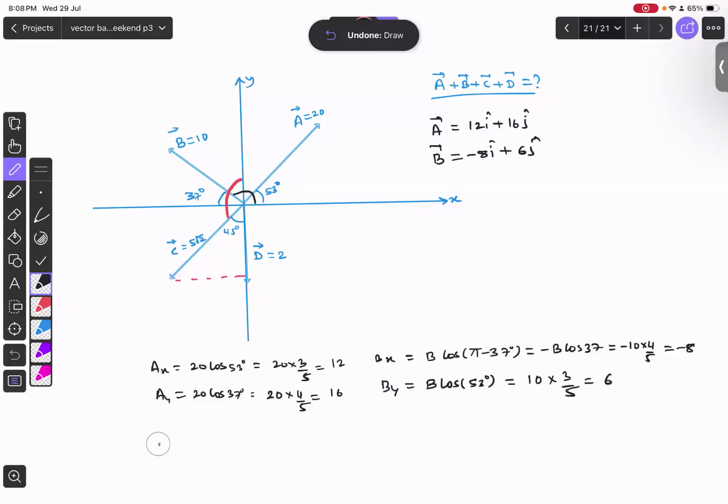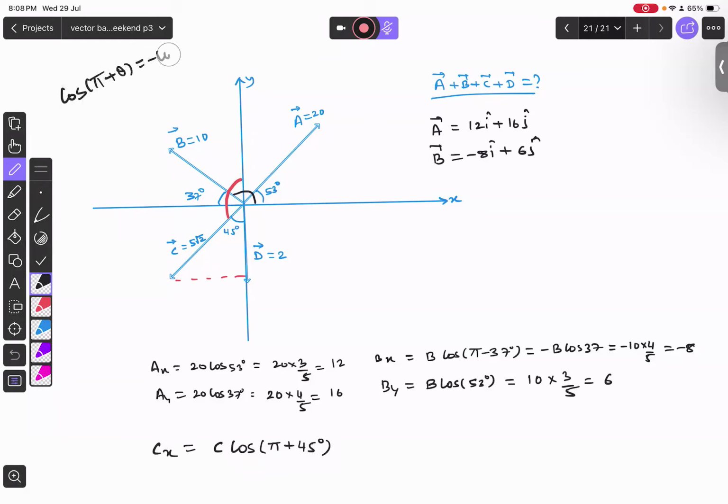So maybe Cx will be vector C into cos. You see the angle it is making from positive x is 180 plus 45. No, I'm not drawing it, you can see it for yourself. And cos(pi plus theta) is also minus cos theta. So that will give us minus C cos 45.